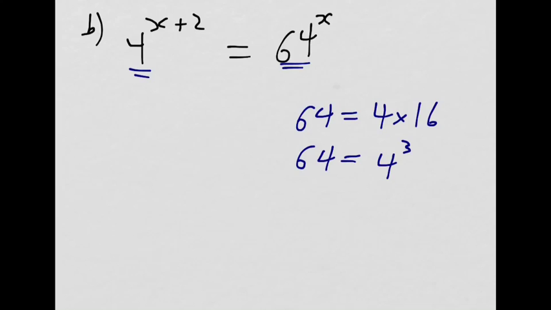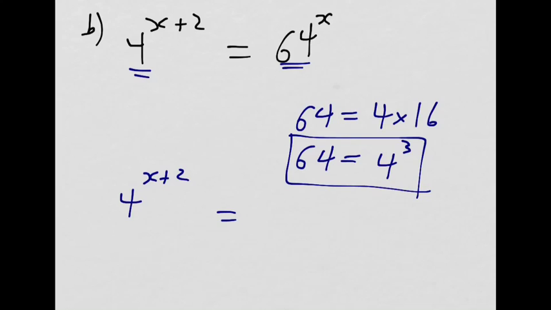So what I can do is make a replacement here. I can rewrite 64 as 4 to the power of 3. Notice what happens. The left side just stays the same. And then I have 4 to the power of 3, that was what 64 was, raised to the power of x. The intention of doing this is so that the base on the left and the right are the same, and we've achieved that here. Good how that works?